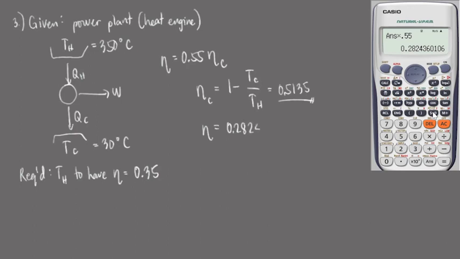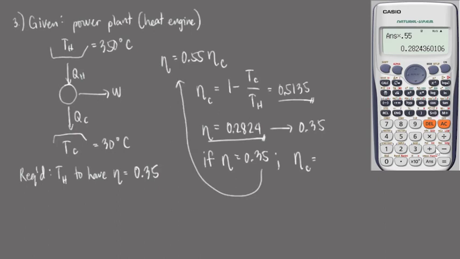The actual plant efficiency currently is at 0.2824. Now, we want this to increase to 0.35. For this to happen, we simply need to determine what the Carnot efficiency is at this plant efficiency. So if your plant efficiency is 0.35, what is your Carnot efficiency? We can simply back substitute this to our earlier relationship between the plant efficiency and the Carnot efficiency. Substituting, our Carnot efficiency is simply 0.35 divided by 0.55. Our Carnot efficiency should be 0.6364. For this Carnot efficiency, we then need to determine the temperature of the hot reservoir.